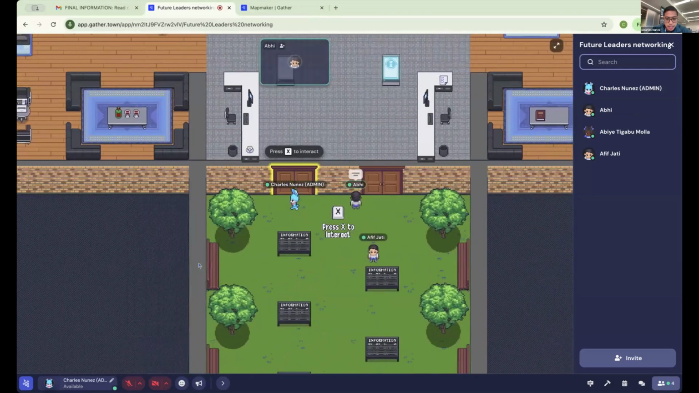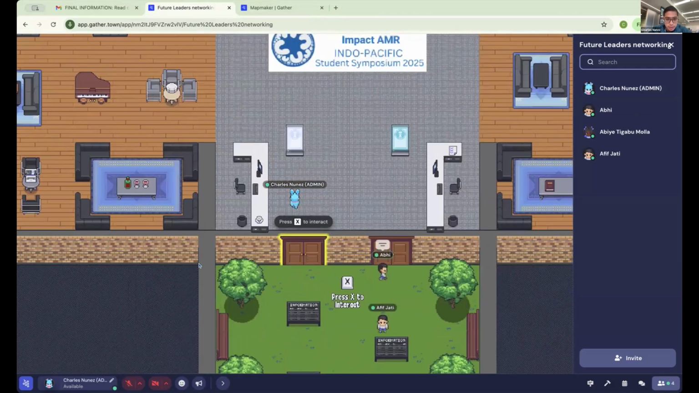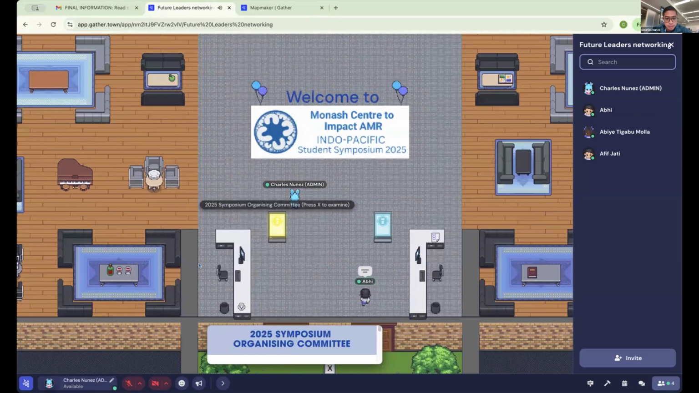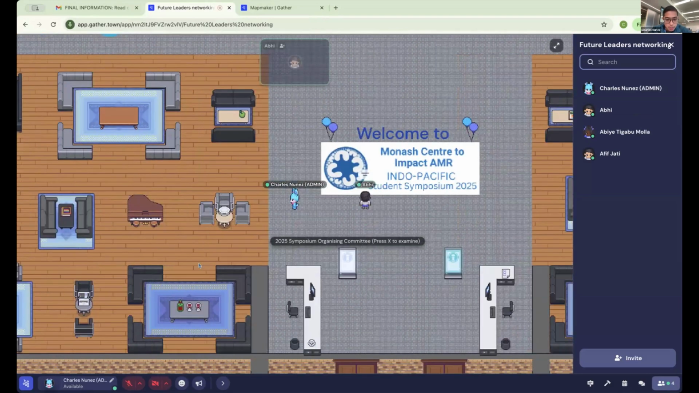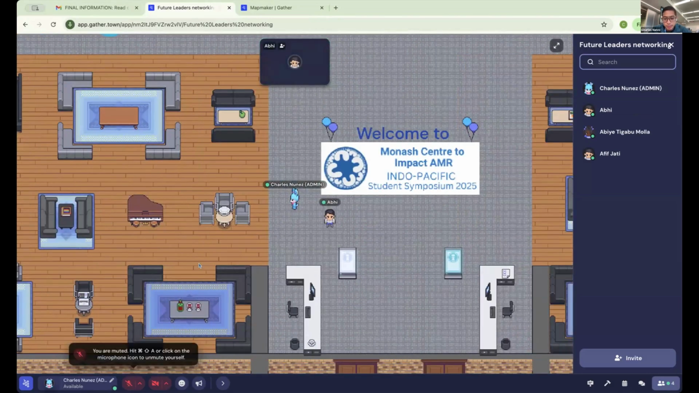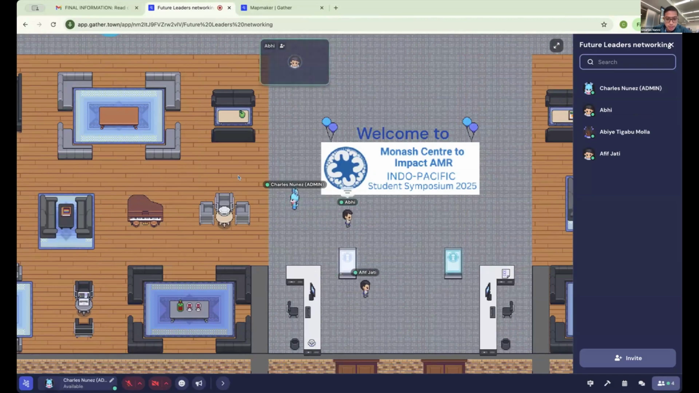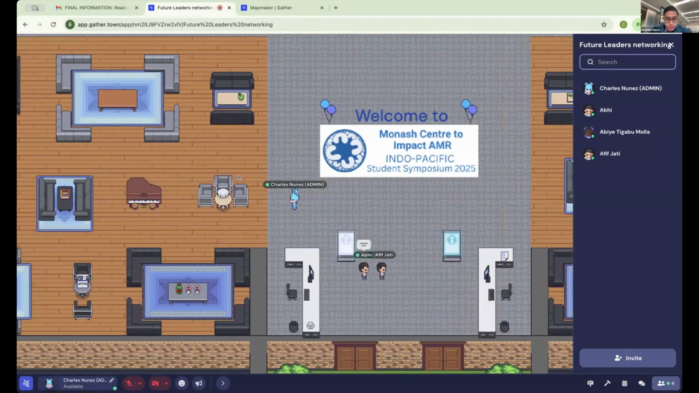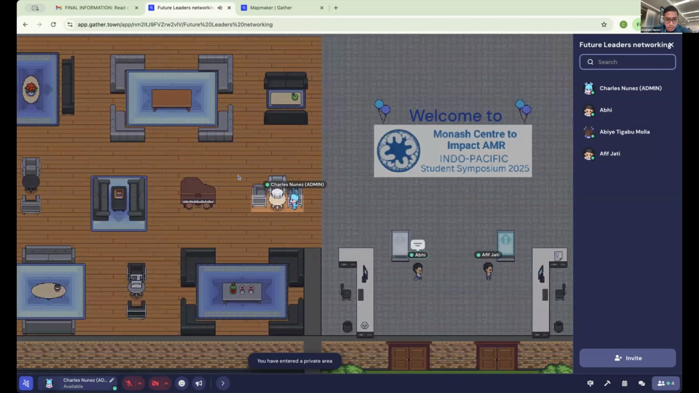After entering the GatherTown hall, you should be able to see the entire map of the network. Here you can interact with other visitors in the symposium. You could either talk to them directly, or you could go to a private area shown here. These private areas are quite useful if you want to talk more privately to other people.